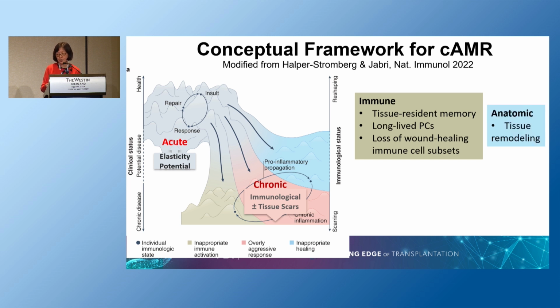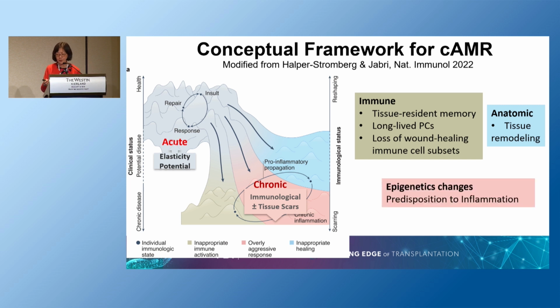And then in addition, you could also have anatomic scars, so that there is tissue remodeling, so that now, even if you remove some of these ongoing pro-inflammatory signals, you are going to return to a slightly different state, or a significantly different state than the original healthy state.